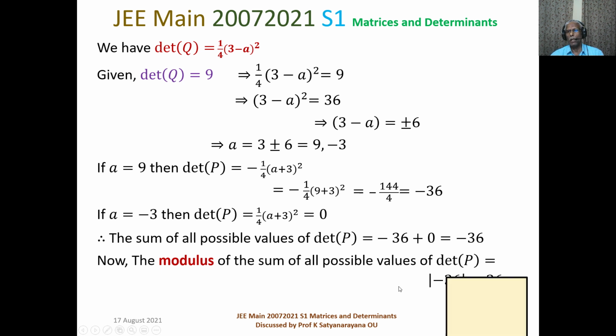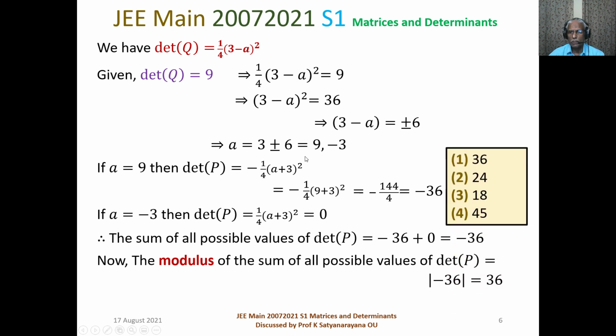So let's look at our options. Our options are 36, 24, 18, 45. 36 is there against option 1. Therefore, our answer is option 1. This comes to the end of the discussion of the problem. It's a very simple problem, and practice some more problems of this type from a standard textbook. All the best. Thank you.